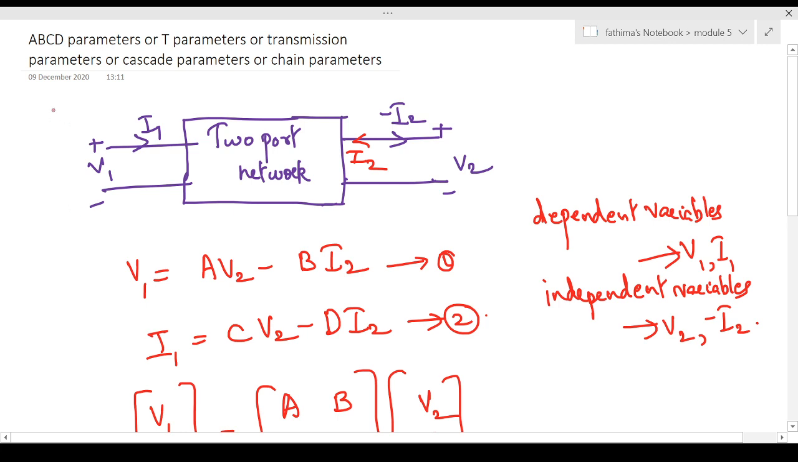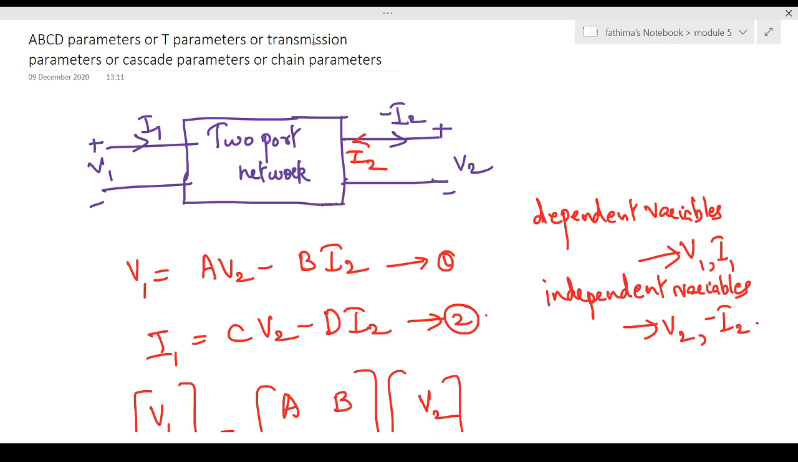So this ABCD parameters is otherwise known as T parameters or transmission parameters, and it is also known as cascade parameters or chain parameters. It is referred to as T parameters or transmission parameters because they are used for the analysis of power transmission lines, and they are known as cascade parameters or chain parameters because they are useful in the analysis of networks connected in cascade manner, that is connected in series manner.